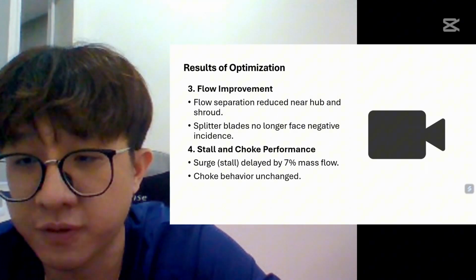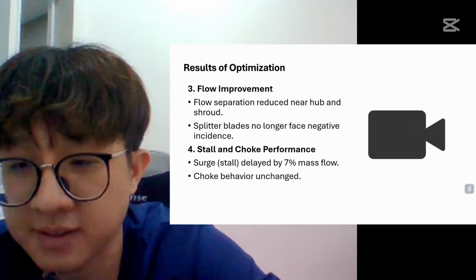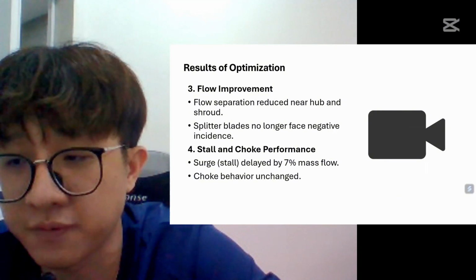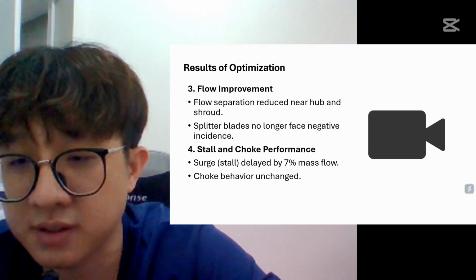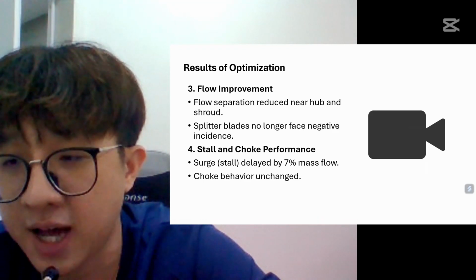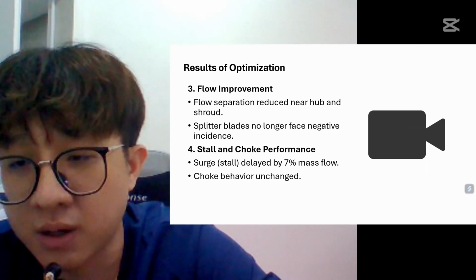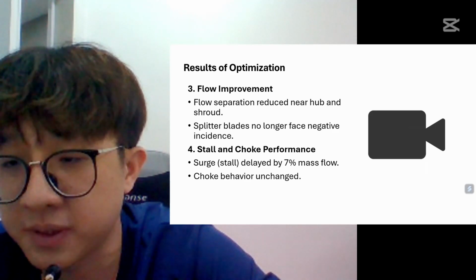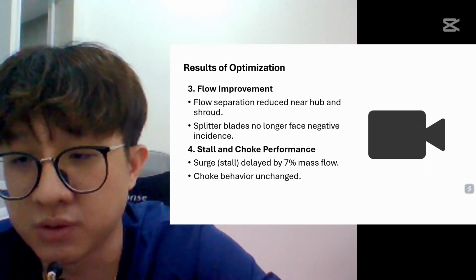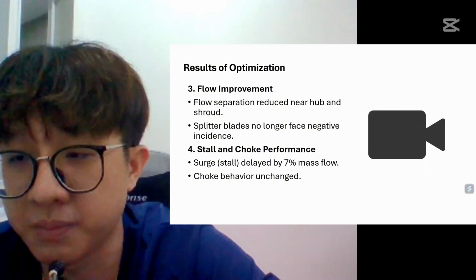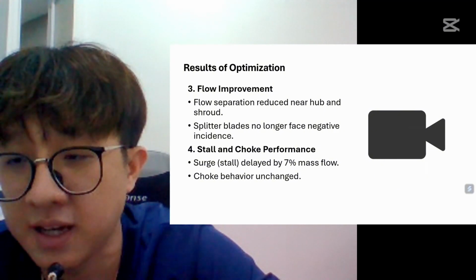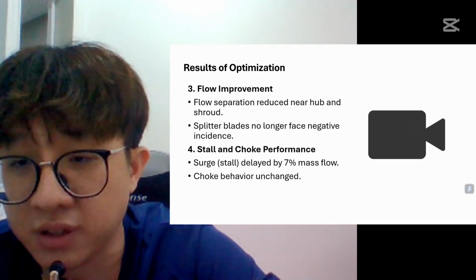Now is the flow field enhancement. The optimized design demonstrates substantial improvement in flow uniformity and separation control. Flow separation was mitigated near the hub and shroud region, while the incidence angles at the splitter blades were reduced. This translates to smoother energy transfer, reduced turbulence generation, and more stable operating characteristics under varied load conditions.